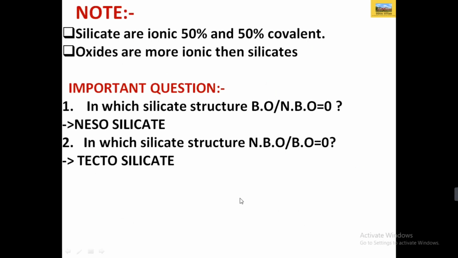Now, some important notes. Silicates are 50% ionic and 50% covalent bond. Oxides are more ionic than silicates. Important question, ये question repeatedly आता है. In which silicate structure is the bridging and non-bridging ratio 0? Answer is nesosilicate. Similarly, another question: in which silicate structure is the non-bridging oxygen to bridging oxygen ratio equal to 0? Which is tectosilicate structure.